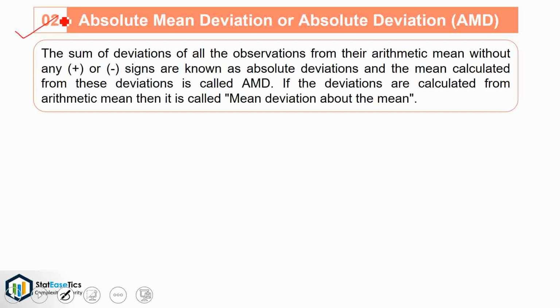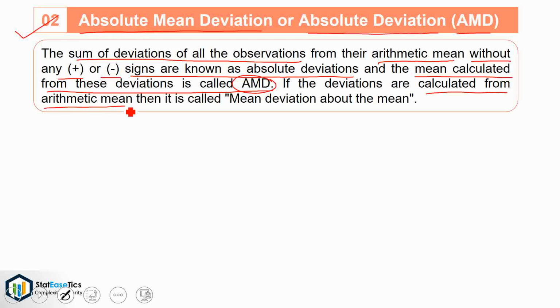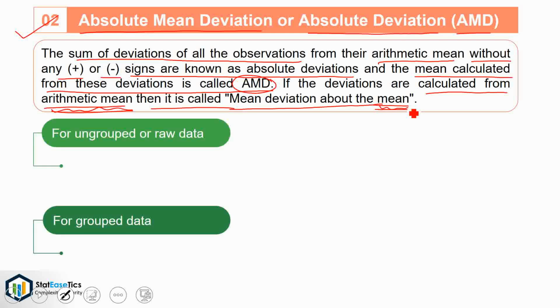Now let's see the second measure of dispersion, that is absolute mean deviation or simply absolute deviation, abbreviated as AMD. The deviations of all the observations from the arithmetic mean, taken without any positive or negative signs, are known as absolute deviations, and the mean calculated from these deviations is called absolute mean deviation. If the deviations are calculated from the arithmetic mean, then it is called mean deviation about the mean. Let's see the formula of it.